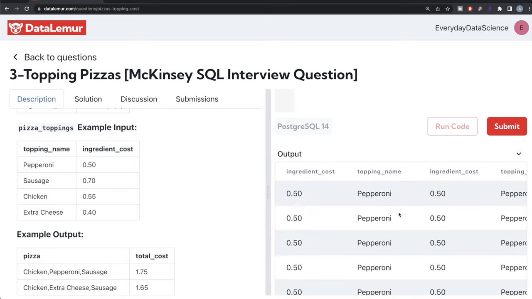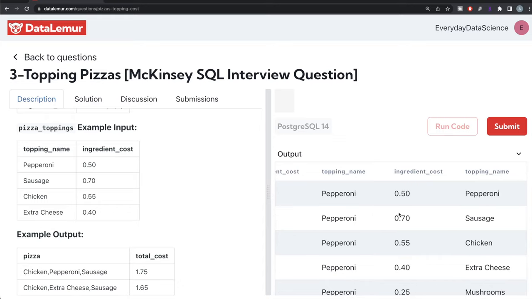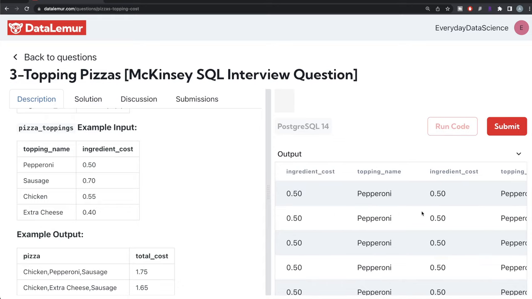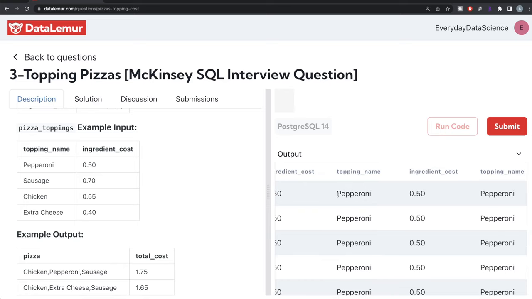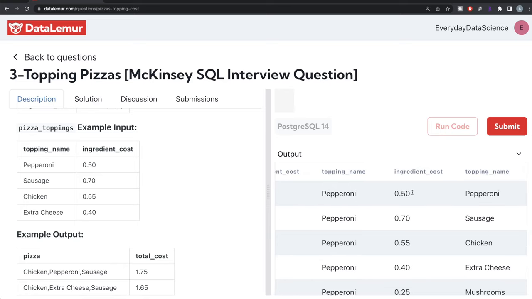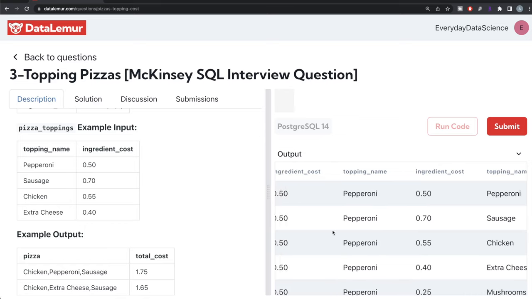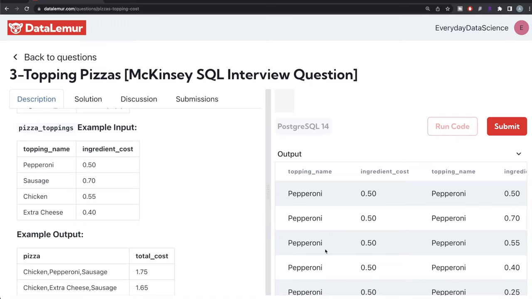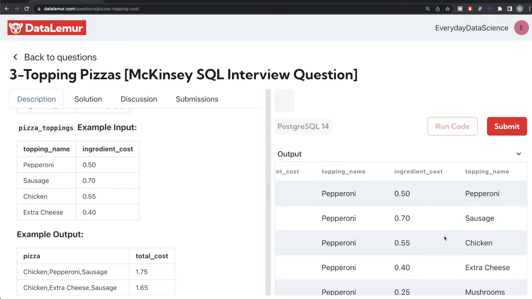So that is what you have, all the possible combinations, right? However, this is not exactly what we require. Firstly, we need to get rid of rows like pepperoni, pepperoni, pepperoni, which does not make any sense, because the question says there should not be any repetition. Also, the combination should be in alphabetical order: the first topping should come first, then the second one, and then the third one, right?